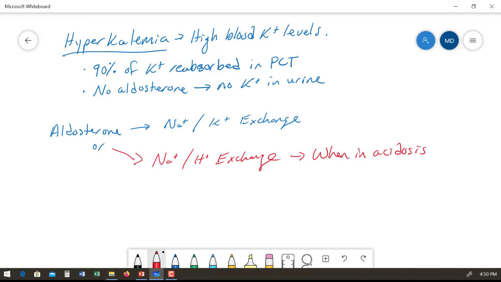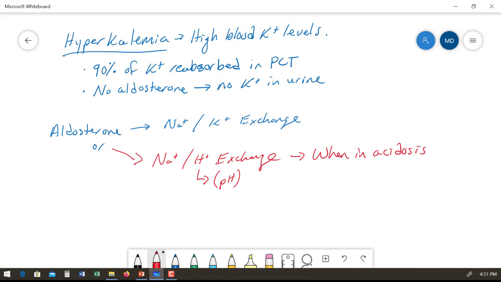So in other words, if you have very high levels of hydrogen in your blood due to metabolic acidosis or due to respiratory acidosis, then aldosterone will exchange, instead of potassium, it will exchange hydrogen instead, and it will dump hydrogen from the blood out into the urine in order to try to maintain the blood pH, because remember, blood pH is incredibly important, right? So yeah, this is a direct effector. It is pH, right?